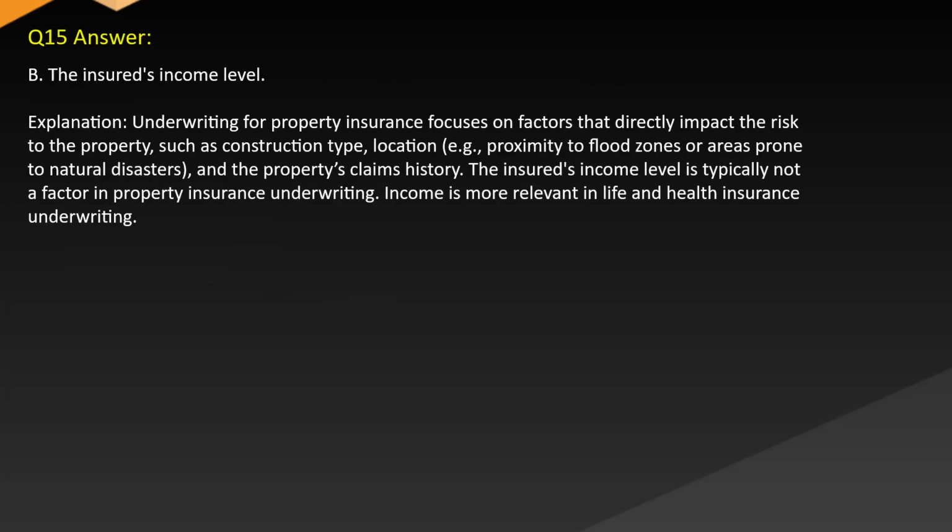Answer: B. The insured's income level. Explanation: underwriting for property insurance focuses on factors that directly impact the risk to the property, such as construction type, location, e.g., proximity to flood zones or areas prone to natural disasters, and the property's claims history. The insured's income level is typically not a factor in property insurance underwriting. Income is more relevant in life and health insurance underwriting.